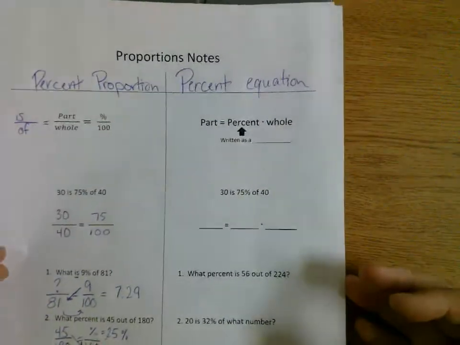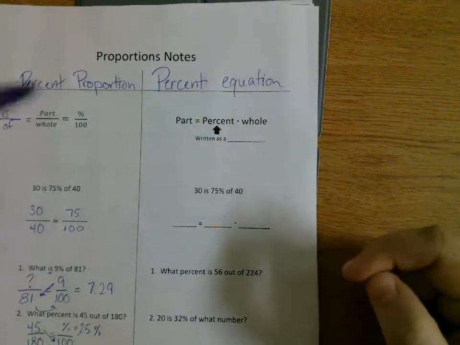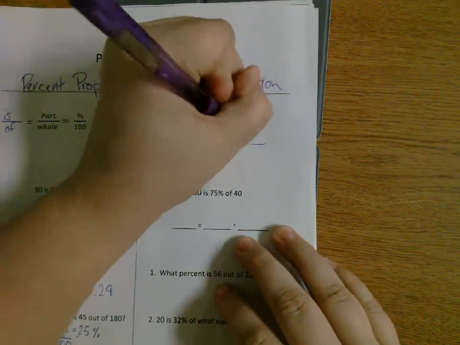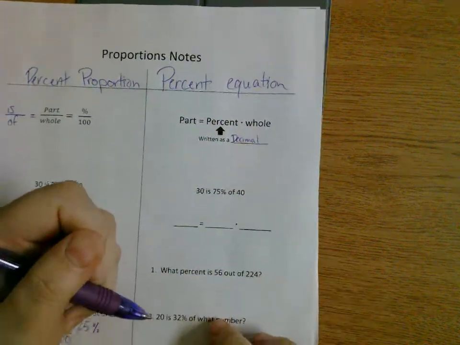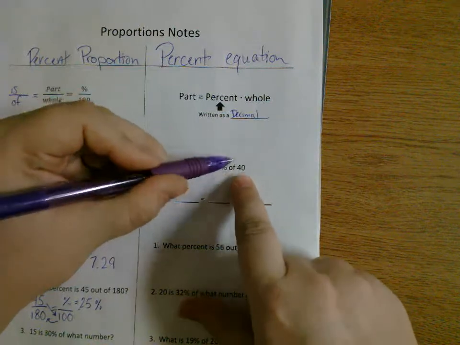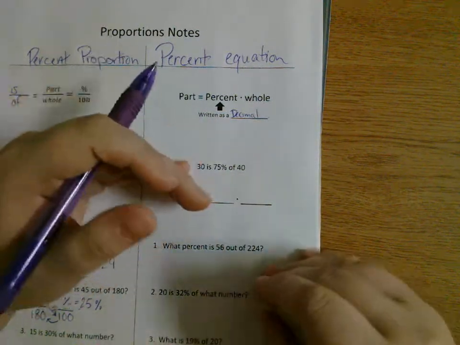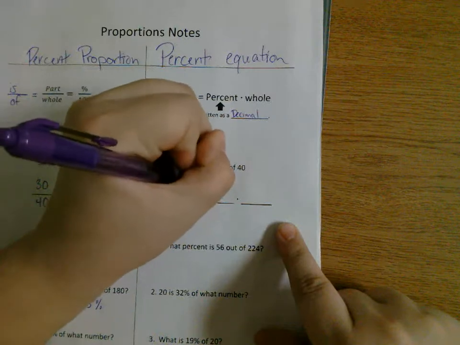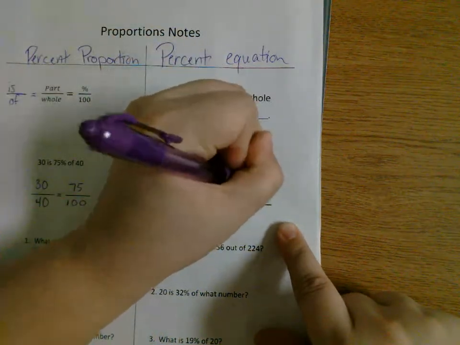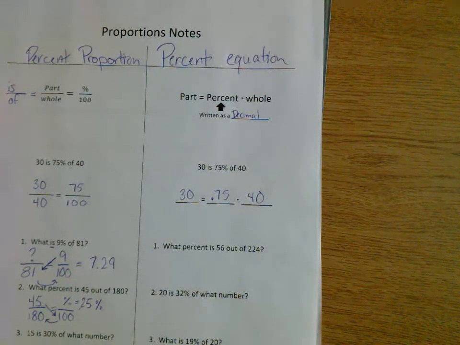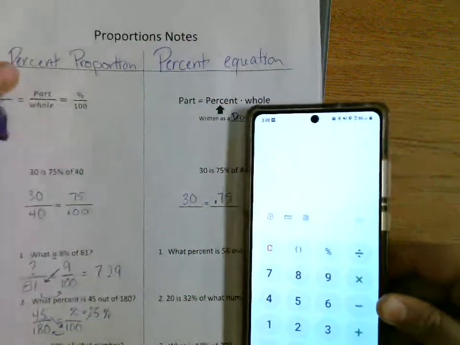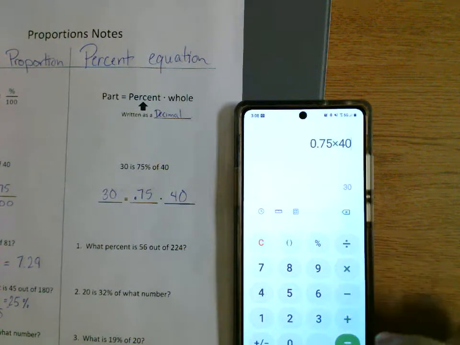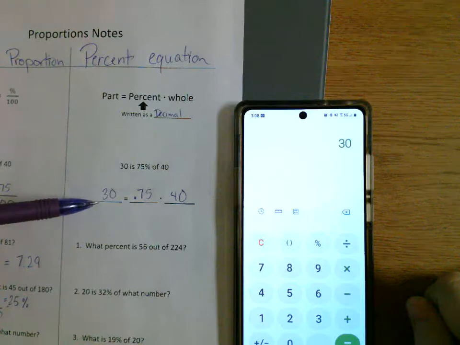All right, let's look at this percent equation. The percent equation is the part is equal to the percent, written as a decimal, multiplied by the whole. So if we were to write 30 is 75% of 40 into a percent equation, we'd say, okay, 30 is 75% as a decimal, 0.75, times 40. If I wanted to actually check that this is true, I'd get my calculator out and put in 0.75 times 40, and I'd make sure that I get 30.